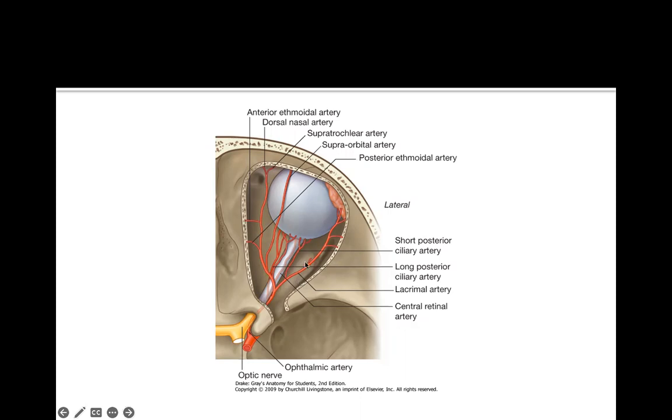Then you have the lacrimal artery. So see the lacrimal gland, see that the artery goes all the way into it to supply it. Then you also have the supratrochlear artery, which will point towards the trochlea. And then also you have the anterior ethmoidal artery and all that. So take your time. When you get the slides, you can observe them.